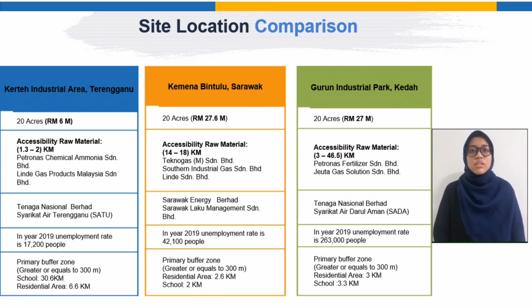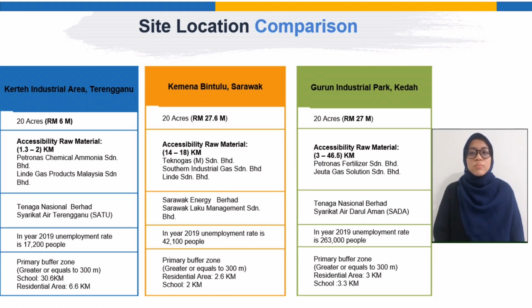The site locations that have been chosen for the production of nitric acid are Kerteh, Terengganu, Kemenyan, Sarawak and Gurun, Kedah. From the table of the three chosen site locations, we have estimated the land use for the production would be 20 acres, and Kerteh, Terengganu has the lowest price, which is only 6 million. For the accessibility of the raw material, from the table, we can see that the oxygen and ammonia production in Kerteh is the nearest to the site location compared to Sarawak and Kedah.